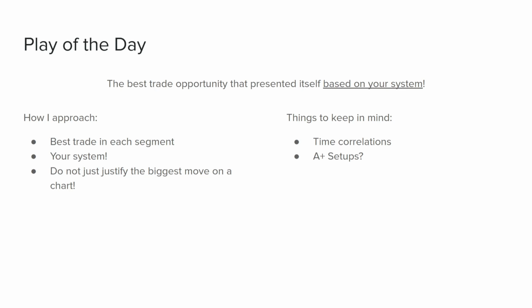Some things to keep in mind with this are perhaps that your system prints a certain setup during a certain time of day that performs particularly well. You can also use this to identify which of your setups might deserve more risk allocation, and plenty of other correlations that come in conjunction with recording this piece of information.